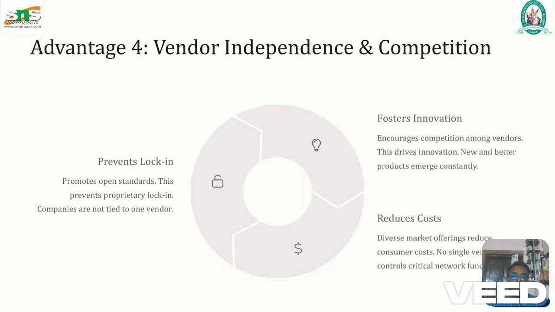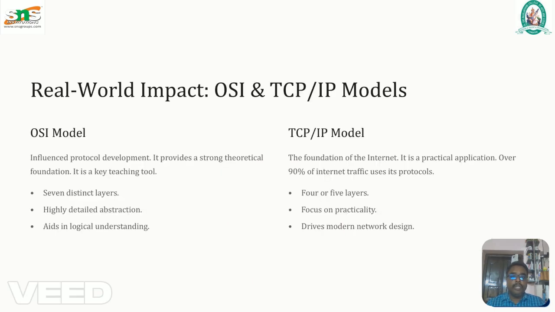The next one is vendor independence. So it prevents lock-in, it promotes open standards, and at the same time it prevents proprietary lock-in, so that many industries have the opportunity. It also fosters innovation, as it encourages competition among similar vendors, which paves the way for innovation, and new products emerge in the market periodically. At the same time, it reduces the cost because of its diversified market. The cost is reduced because the demand is present throughout the world.